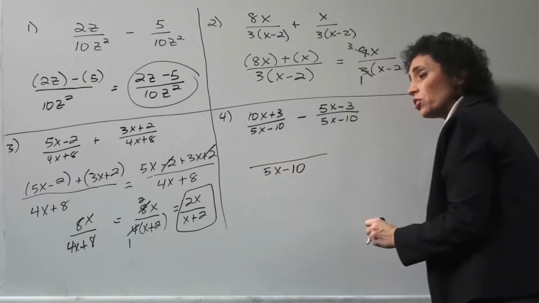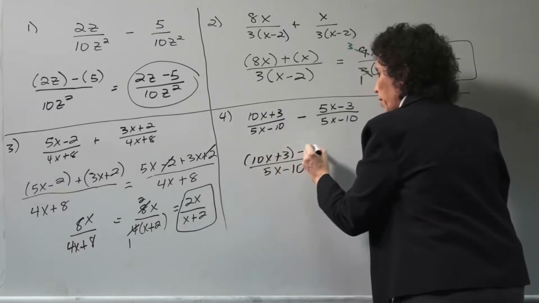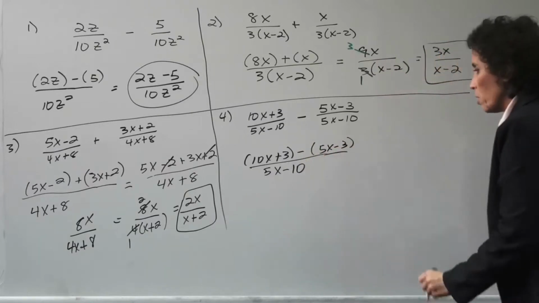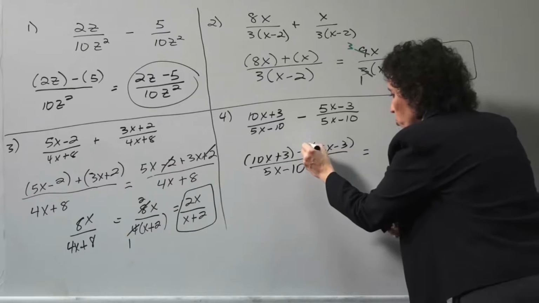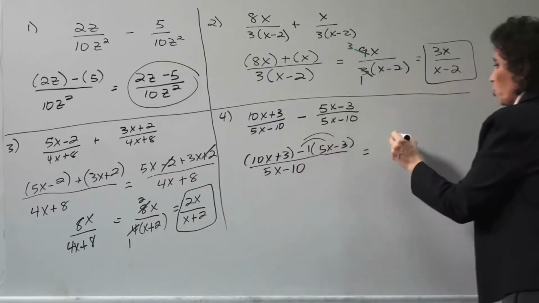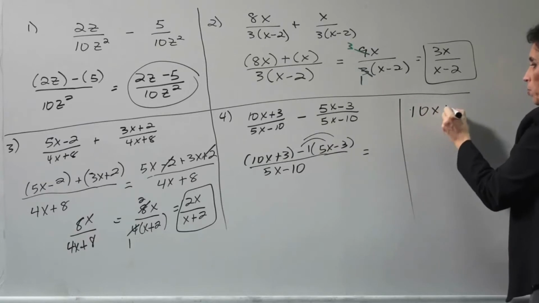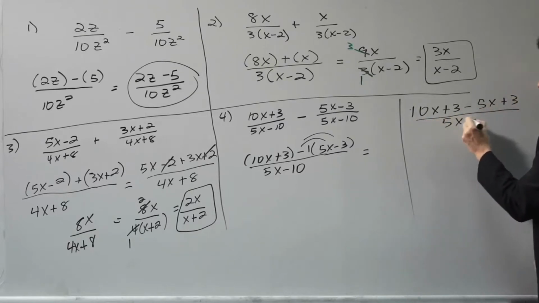5x minus 10 is the same. So on the top, 10x plus 3 minus 5x minus 3. Okay? So now we absolutely need those because we're going to distribute this -1. It's going to change all the signs here. So we have, I'm going to write it up here, 10x plus 3 minus 5x plus 3 all over 5x minus 10.